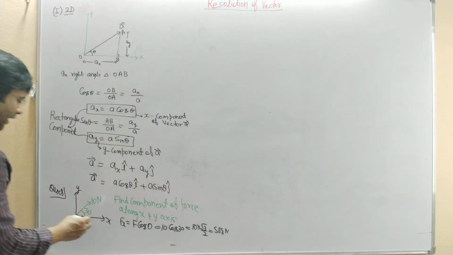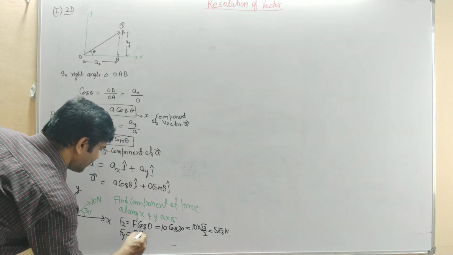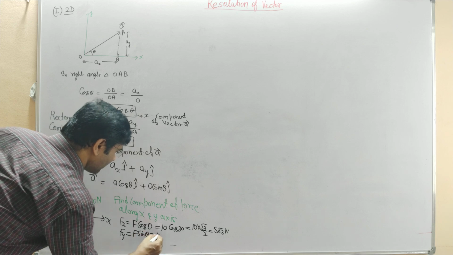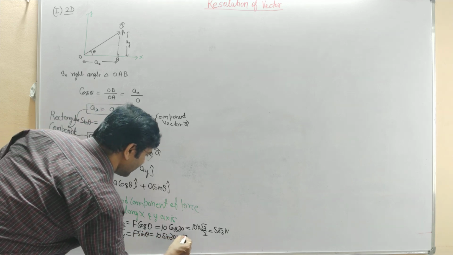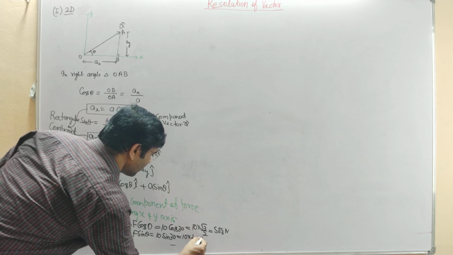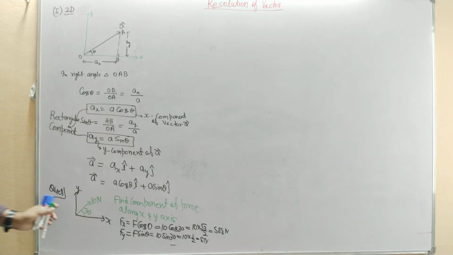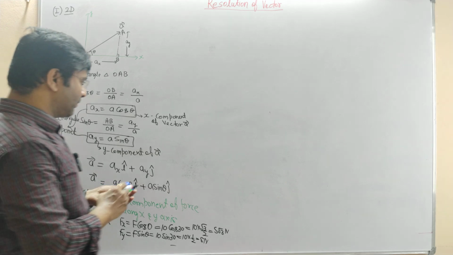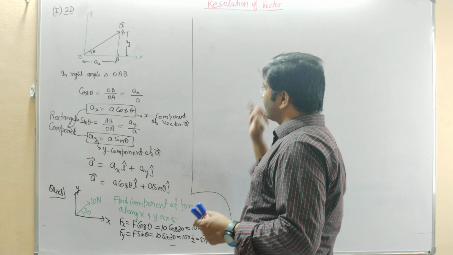If I am calculating here Fy, so Fy will be equal to F sin theta. This value will be 10 sin 30. This value will be 10 into 1 by 2. So this will be 5 Newton. So this is how we will resolve a vector along two mutually perpendicular axis directions. Let's take another question.